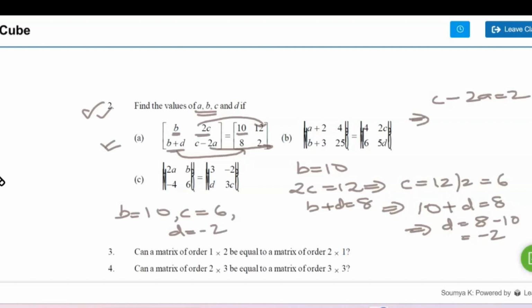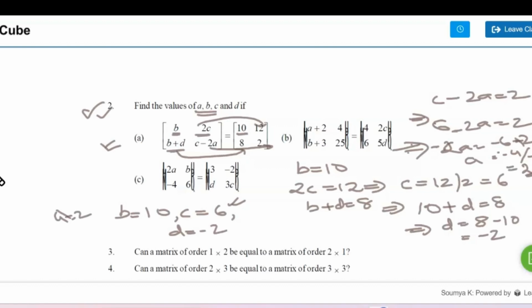Here again, this fourth equation, if you see, C value is 6. Okay, 6 minus 2A is equal to 2, which implies minus 2A is equal to minus 6 plus 2, which is equal to minus 4. Divide minus 4 by minus 2, and in this case the solution will be 2. So A becomes 2. So we have got all the 4 values here. Solution of A is 2, B is 10, C is 6, and D comes as minus 2.